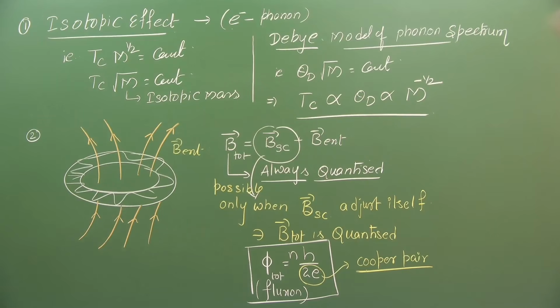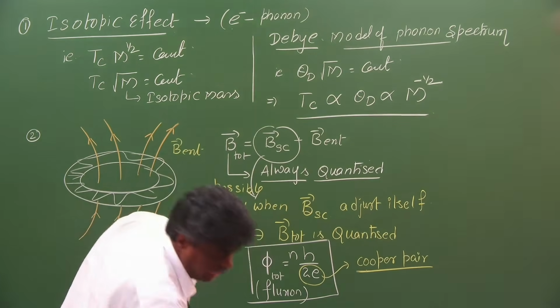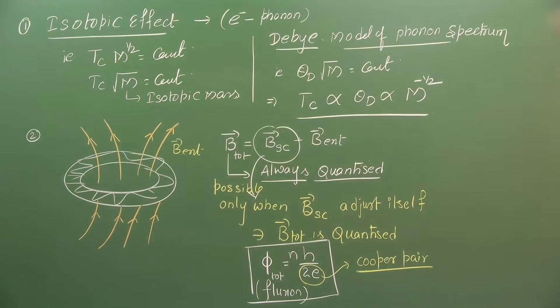Right. So earlier, from the isotopic effect, we made a statement. Please observe that carefully. It gave some evidence that there exists an interaction between electron and phonon, and between electron and lattice. So this is very, very important.